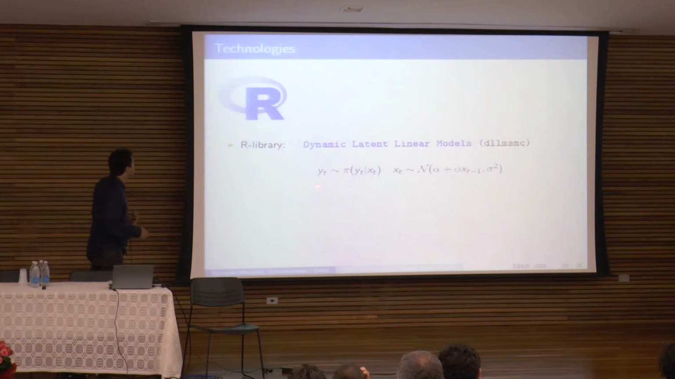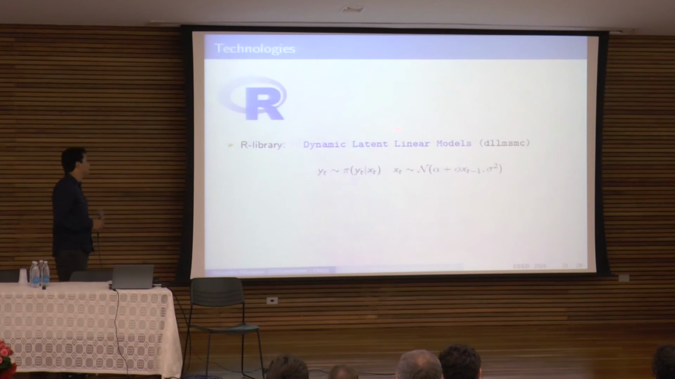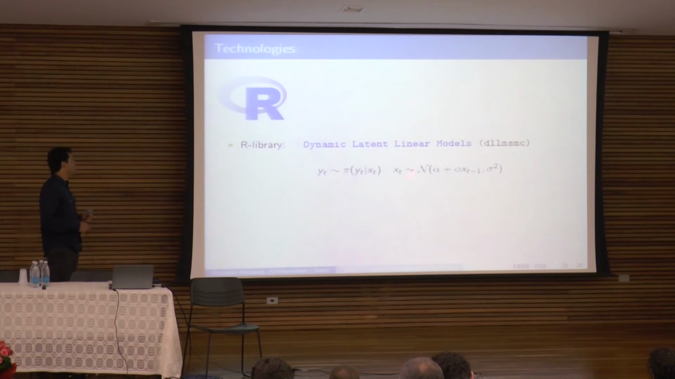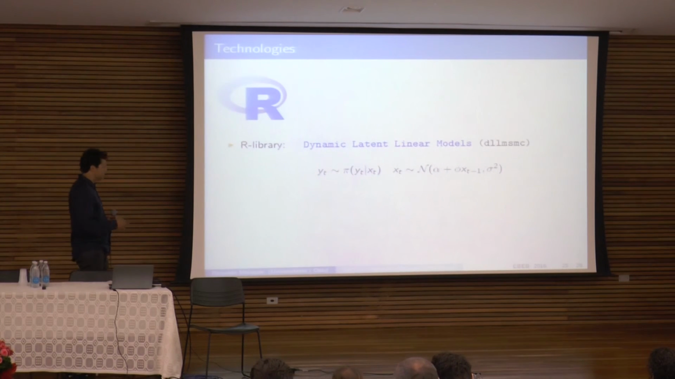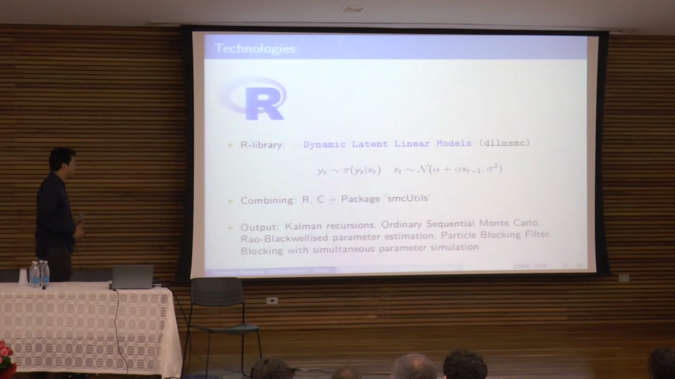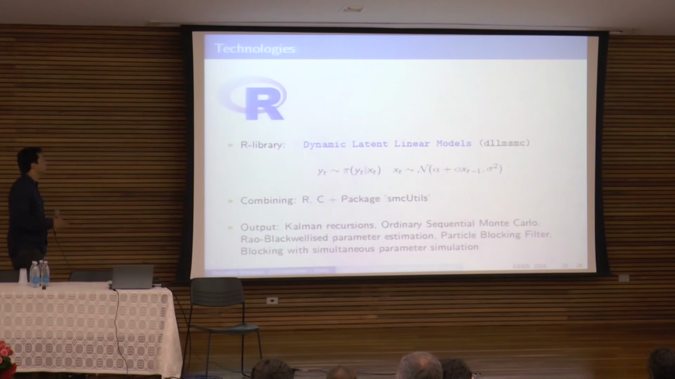And I also provide an R library here. It's called dynamic latent linear model. The idea is that you can sample when the data has any distribution and X is linear and Gaussian. Then we try to combine ISC and SMC utils, and I have output for Kalman, ordinary sequential Monte Carlo, localization parameter estimation, and blocking with simultaneous parameter estimation in the online version.